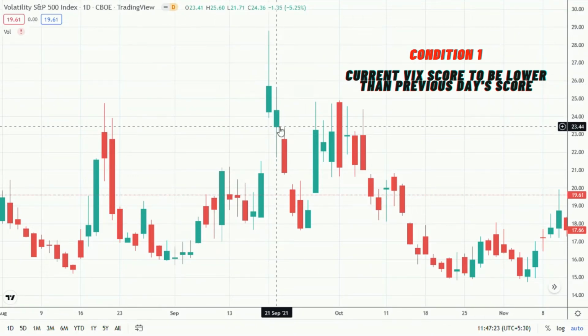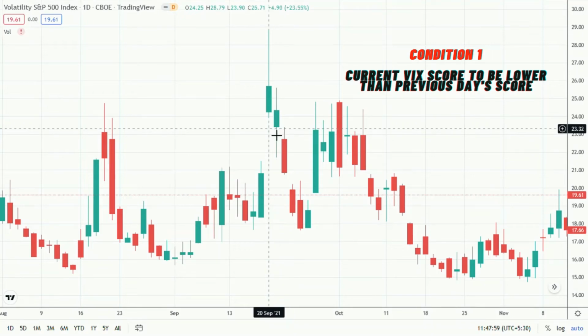If you take a look at the top, the closing VIX score was 24.36, which means 5 minutes prior to market closing, VIX should have been around 24.3. So we need to check if this score is less than its previous day's score. So we go back a day to 20th of September, wherein VIX closed at 25.71. So yes, the current score, which is the score on 21st of September, is less than its previous score. So condition 1 is met.